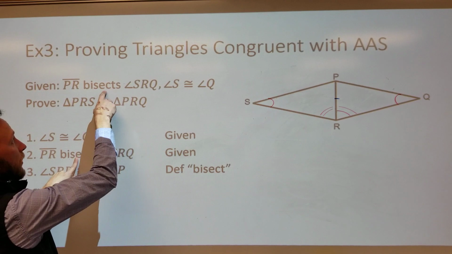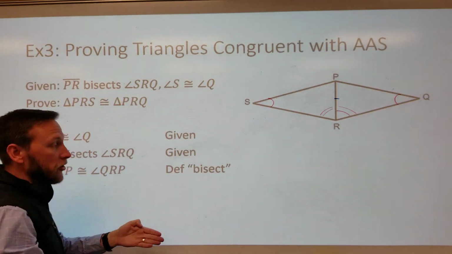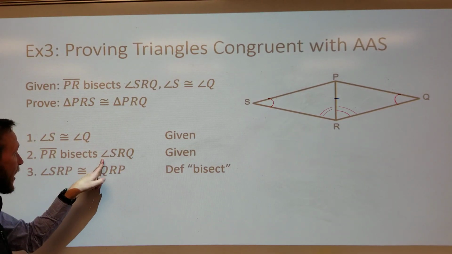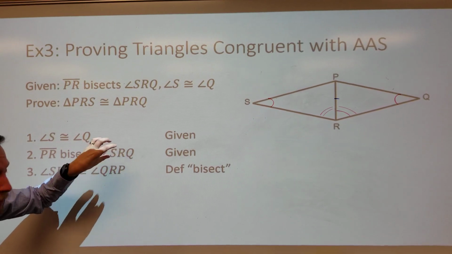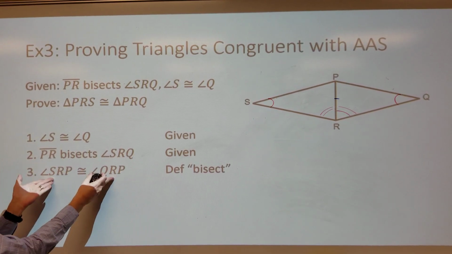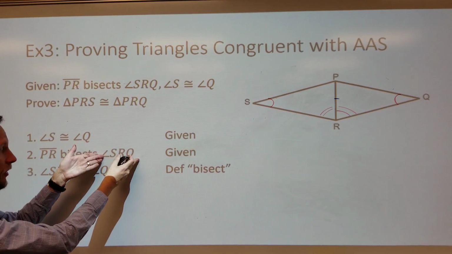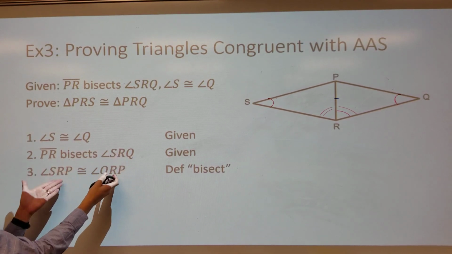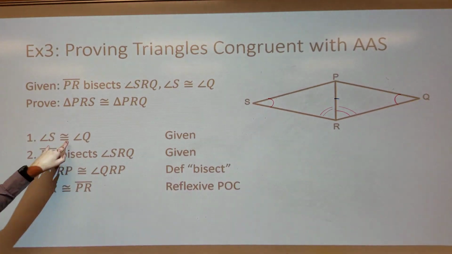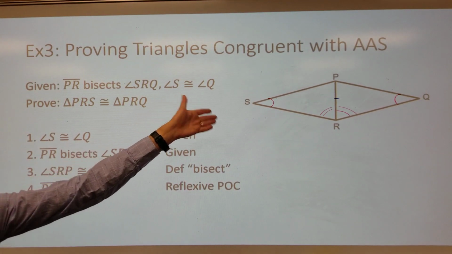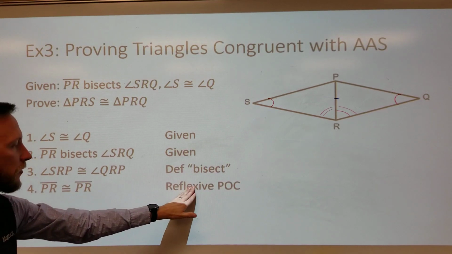Whenever you're told that something bisects, you know in the proof you're going to use the definition of bisect. Here we bisected an angle. Subject, verb, direct object, this is what's been bisected, the angle, which means we have congruent angles. If you bisect a segment, you're going to have congruent segments. If you bisect an angle, you've got congruent angles. Either way, you're going to use the definition of bisect in your proof. PR and PR are congruent, or RP, RP, however you want to say that. Reflexive POC.